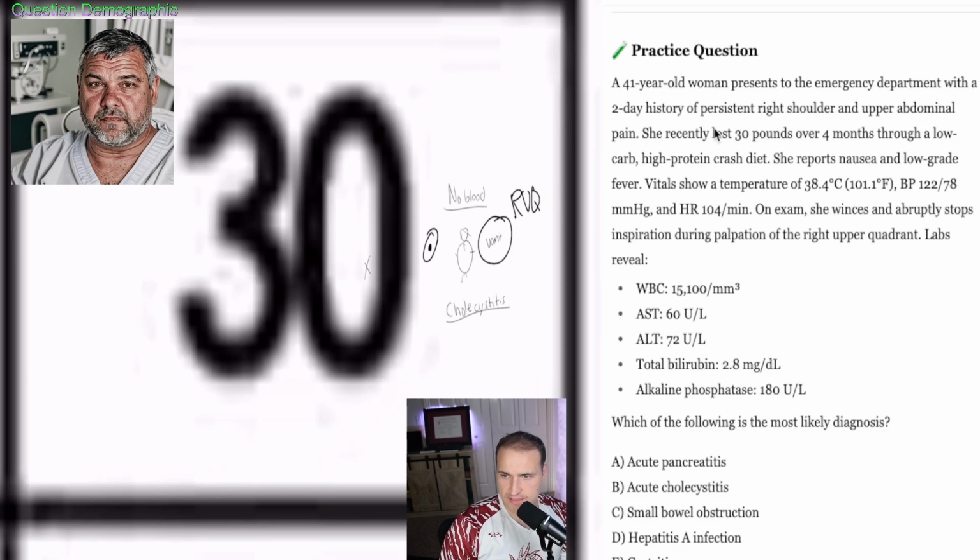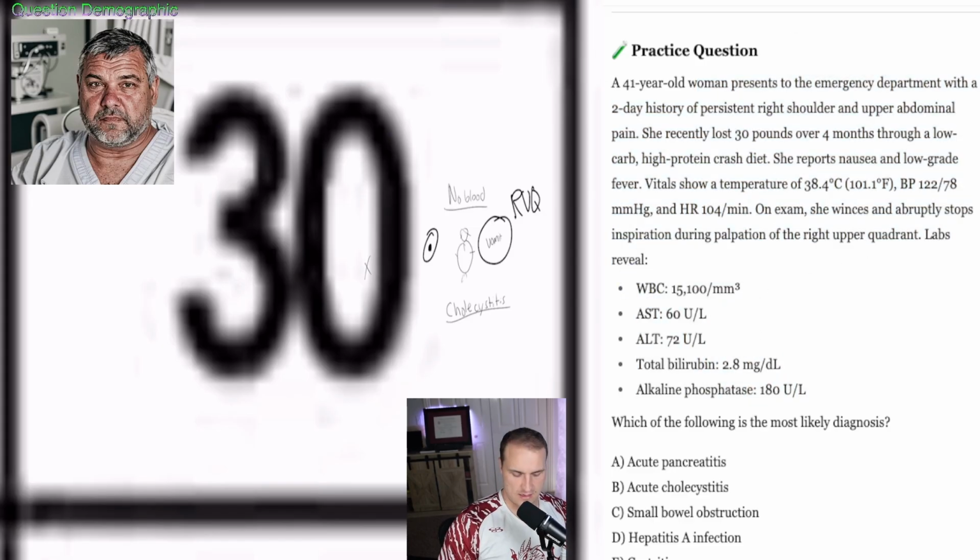All right, here's our next demographic. Let's say middle-aged man, middle-aged woman. Not too important here. 41-year-old woman presenting to the emergency department with a 2-day history of persistent right shoulder and upper abdominal pain. Recently lost 30 pounds over 4 months through a low-carb, high-protein crash diet. She's got some nausea, low-grade fever, 101.1. Just kidding, temperature. On exam, she winces and abruptly stops inspiration during palpation of the right upper quadrant. Labs reveal all this good stuff.